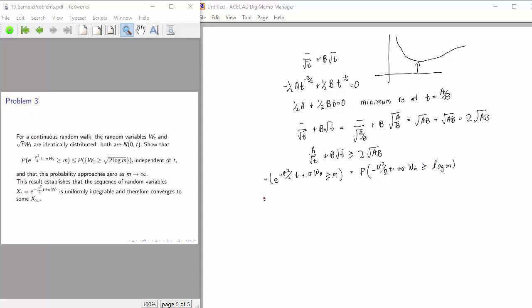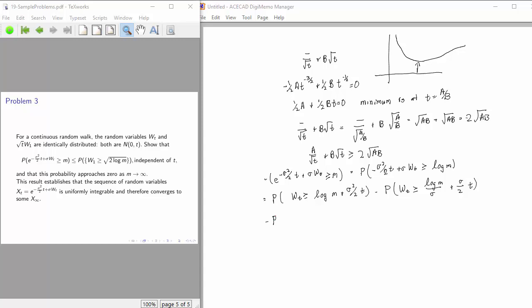Now I want to isolate the w sub t, so I'll just move the term involving sigma squared over 2 times t to the other side of the inequality. So that is greater than or equal to log m plus sigma squared over 2 times t. And to isolate w sub t still further, this is also the probability that w sub t is greater than or equal to log m divided by sigma plus sigma, no longer squared, over 2 times t. And now comes the clever step.